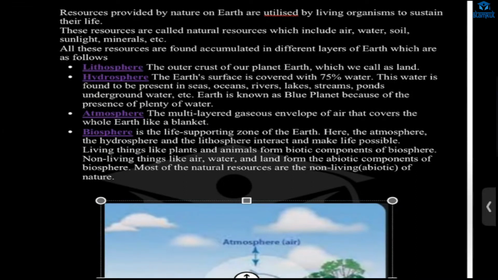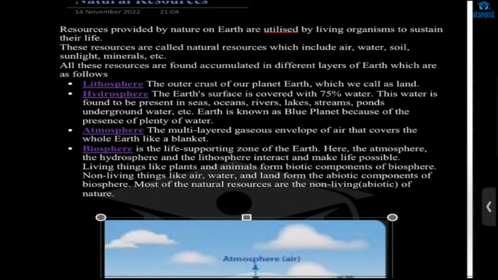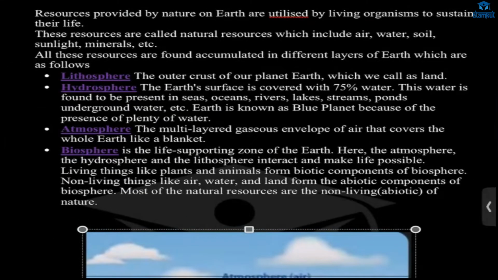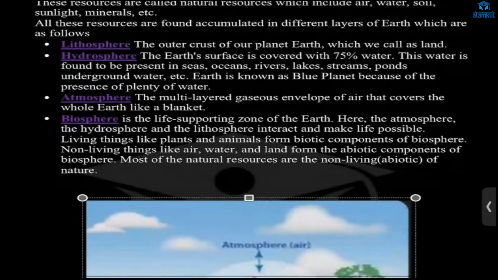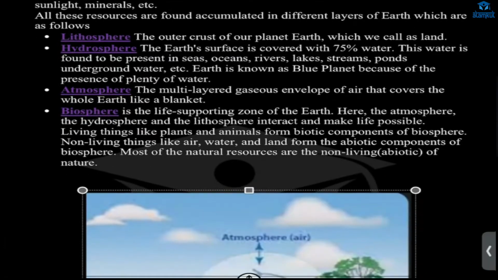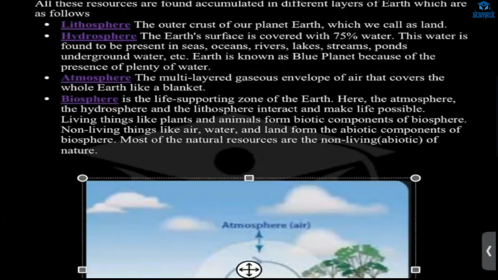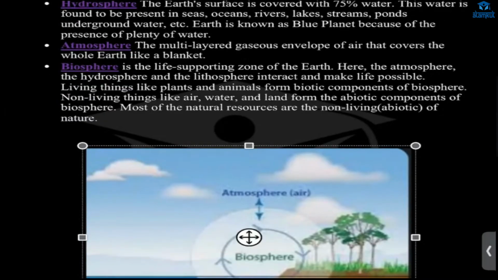First one is lithosphere, next hydrosphere, atmosphere, and biosphere. So lithosphere, it is the land, the outer crust. That layer is called lithosphere. Then hydrosphere, the water part: the seas, oceans, rivers, lakes, streams, ponds. Underground water is also part of our hydrosphere. Then atmosphere, the air, and biosphere.